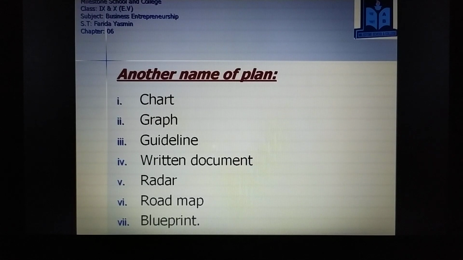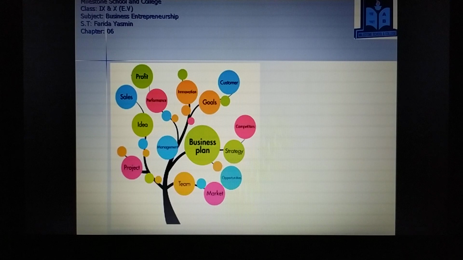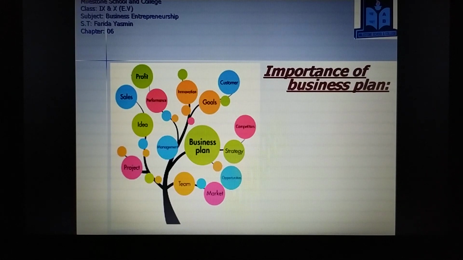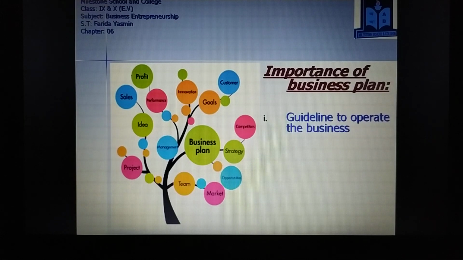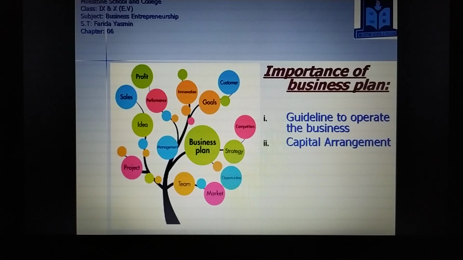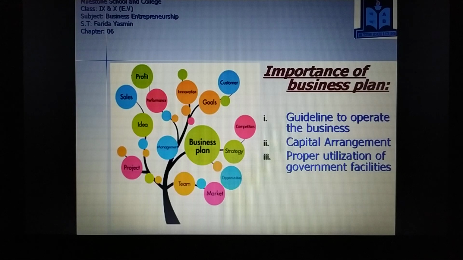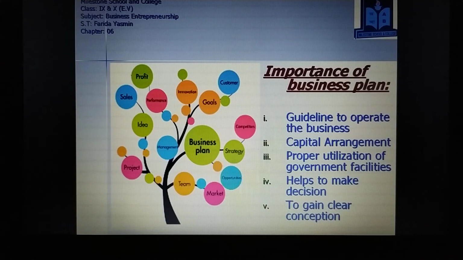Now students, the importance of business plan. The importance of business plan is immense in starting the business, maintaining it properly and operating it to reach the objective, such as it is a guideline to operate the business. Then it helps to arrange capital. It helps to properly utilize the government facilities. It helps to make decisions. It also helps to gain clear conception.